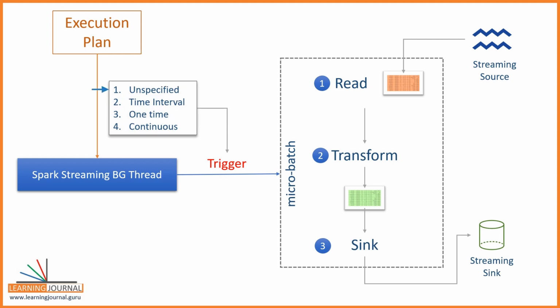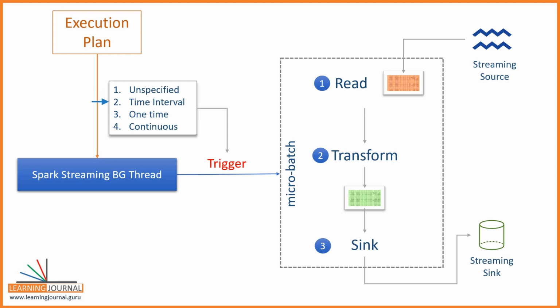The first option is no trigger configuration. This example does not define any trigger configuration. So we are using the default unspecified trigger. In this case, the new micro batch is triggered as soon as the current micro batch finishes. However, the micro batch will wait for the new input data. And we have seen this behavior, right?